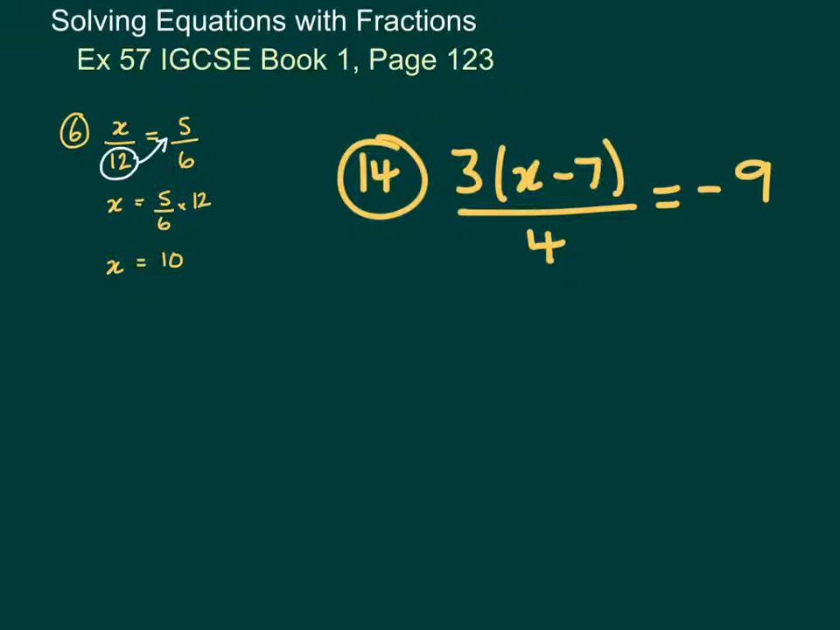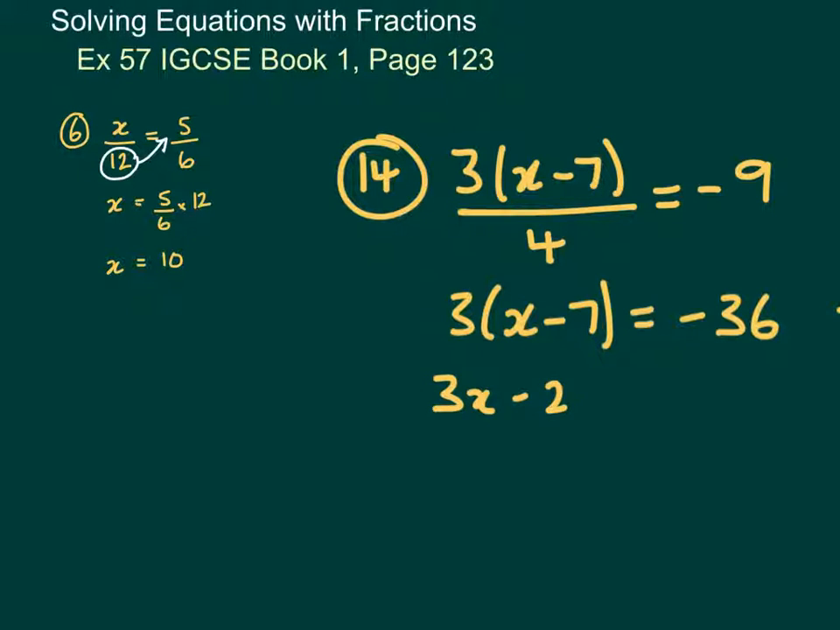So let's jump to question 14. And we're going to do the same concept. We're going to cross multiply that 4, so we turn it into a nice normal equation without the fraction in it. So take that across, -9 times 4 is going to be -36. And then we solve as normal, so I'm going to expand the bracket. So it's 3x minus 21 equals -36.